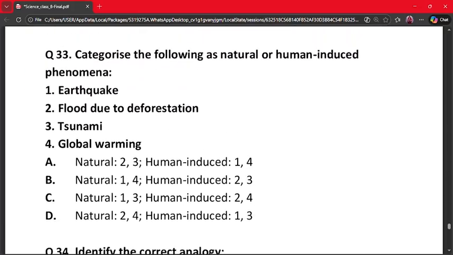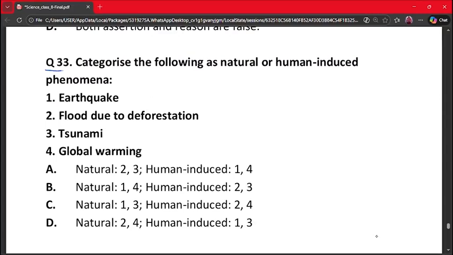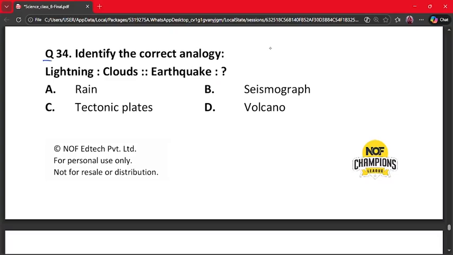The next question is question number 33. Categorize the following as natural or human induced phenomena. 1. Earthquake. 2nd. Flood due to deforestation. 3rd. Tsunami. And 4th. Global warming. So here earthquake and tsunami are natural. But flood due to deforestation is human induced and global warming is also human induced. So here option C, which says natural are 1 and 3 and human induced are 2 and 4, is the correct option.